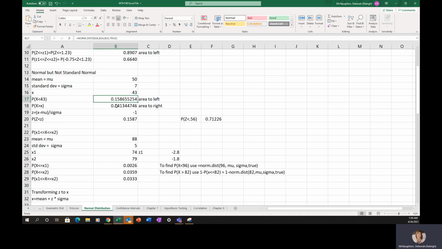And then again, if I want the probability that x is greater than 43 for this example, then I use 1 minus the probability that it's less. So this is the area to the right, so it's 1 minus the area to the left. And then what I was showing here is this corresponds to a z-score of -1.